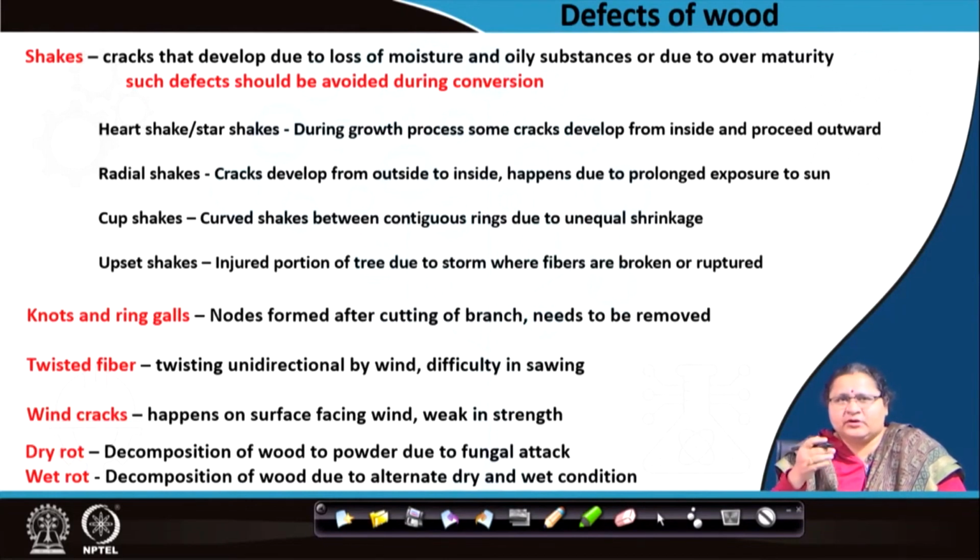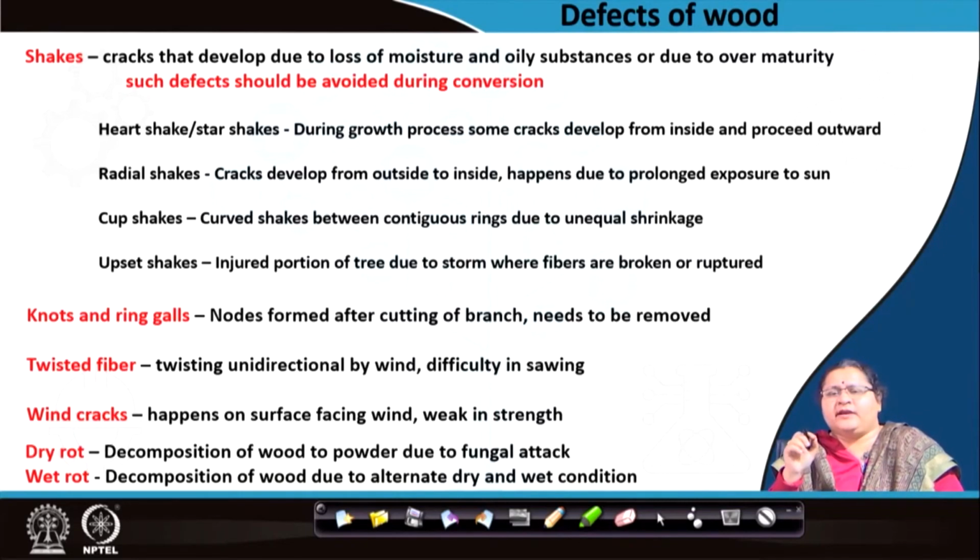So, once you understand this, whenever you see a timber piece, from the grain alignment you can understand what the cross section was like, what kind of conversion has happened. From the features on the grain side, you can understand what kind of rots, what kind of shakes, what kind of knots are visible, and this can give you a clue on the quality of the wood.